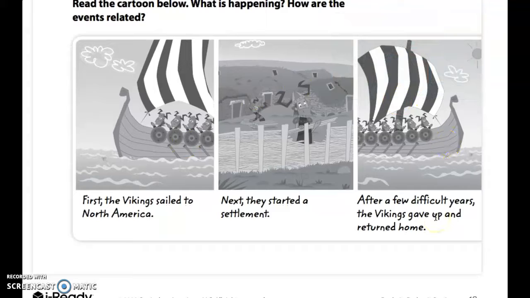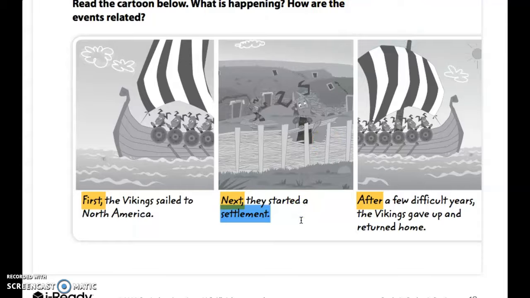All right, first cartoon. First, a sequence word right away. The Vikings sailed to North America. Next, they started a settlement. After a few difficult years, the Vikings gave up and returned home. A couple things are important here. First of all, these sequence words. First, I'm going to highlight them. First, you can underline them. Next, after. But this is a really important word here so that we can make sure we understand these context clues.